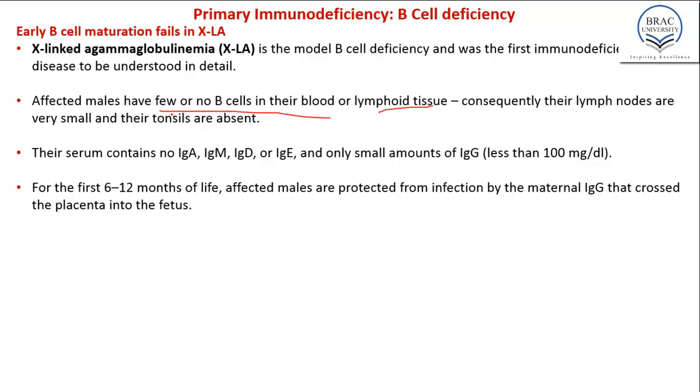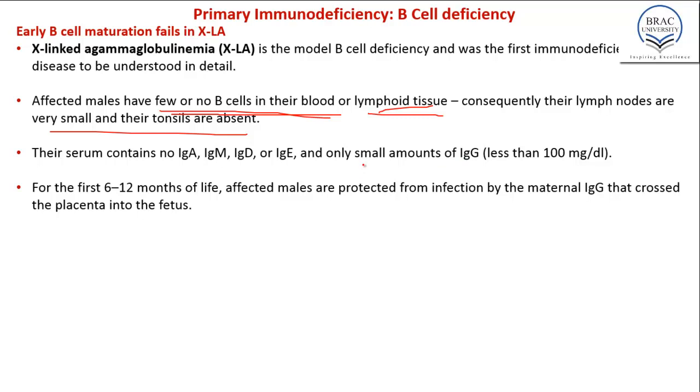Affected males have few or no B cells in the blood or in the lymphoid tissue. Consequently, their lymph nodes are very small and their tonsils are absent. Their serum contains no immunoglobulin A, M, D, or E, and only a small amount of immunoglobulin G.